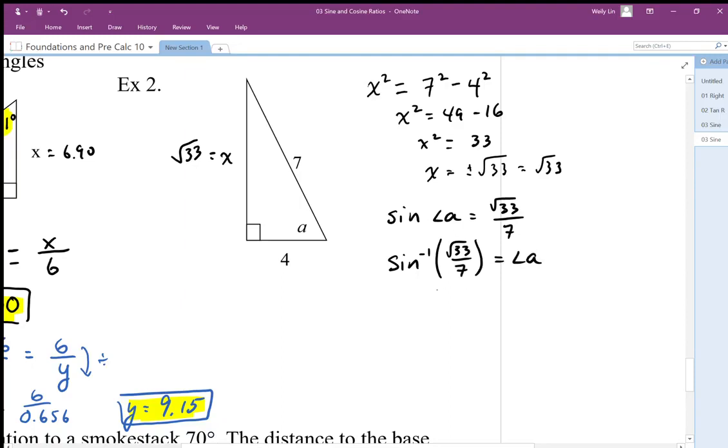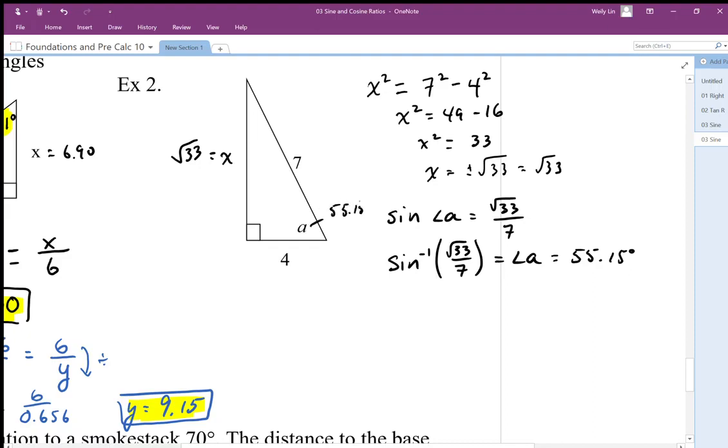So when I work out this angle on my calculator, it's square root 33 divided by 7, and then the inverse sine of that. So I end up with 55.15 degrees. Yeah, that's reasonable. I think the diagram's a little bit off because I think this 4 should be a little bit longer, but 55.15 degrees is my angle A.